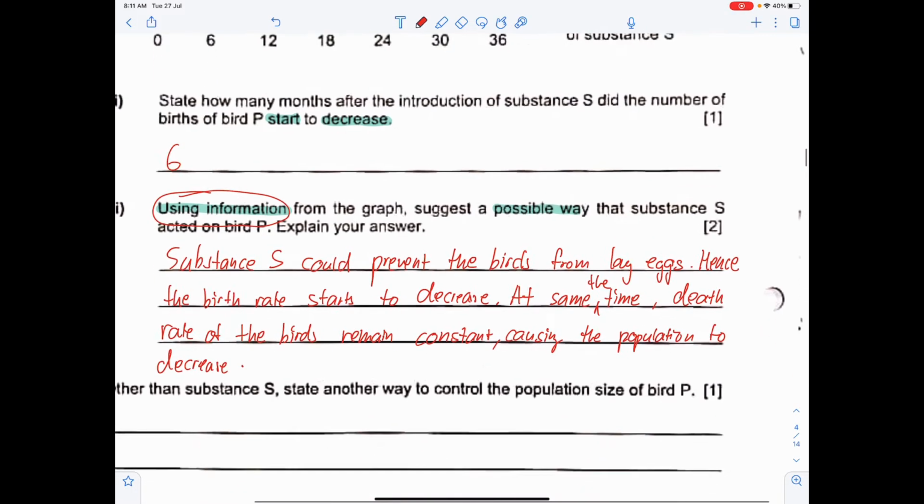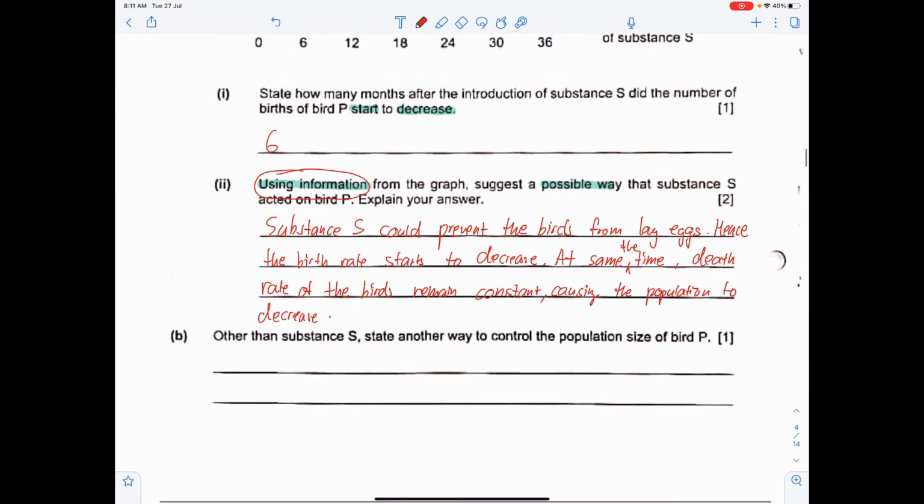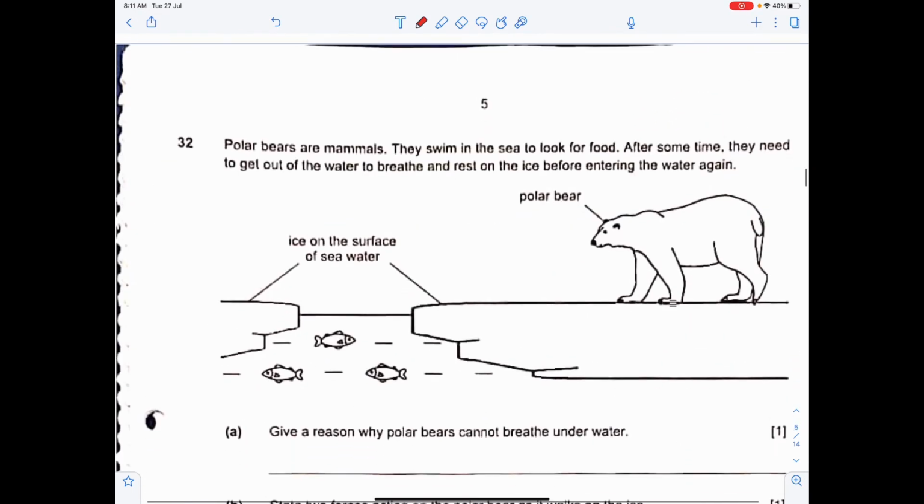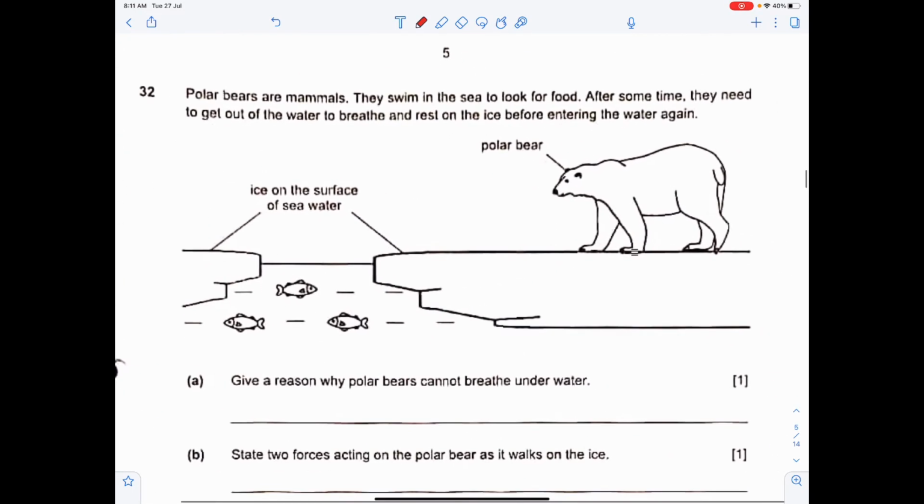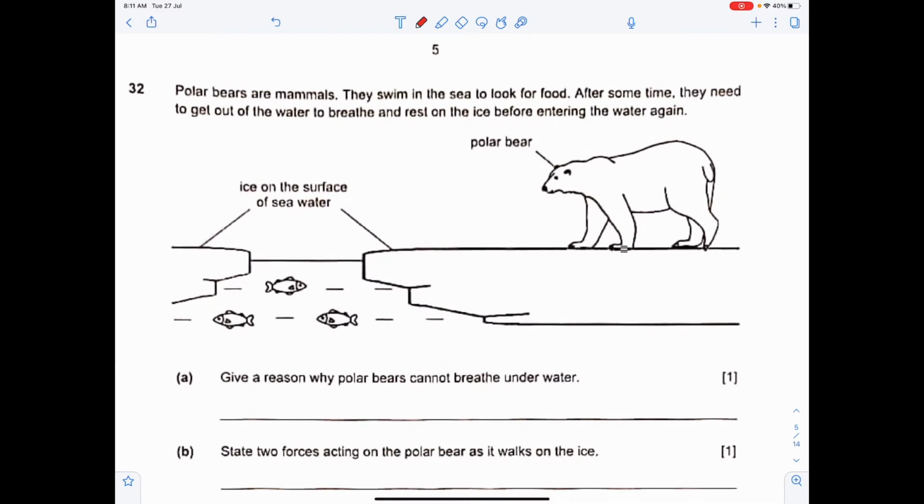Okay, we're skipping B. Okay, this question, a lot of you got it wrong. Not because you didn't know the answer, but because you didn't answer the question. Let me explain why.